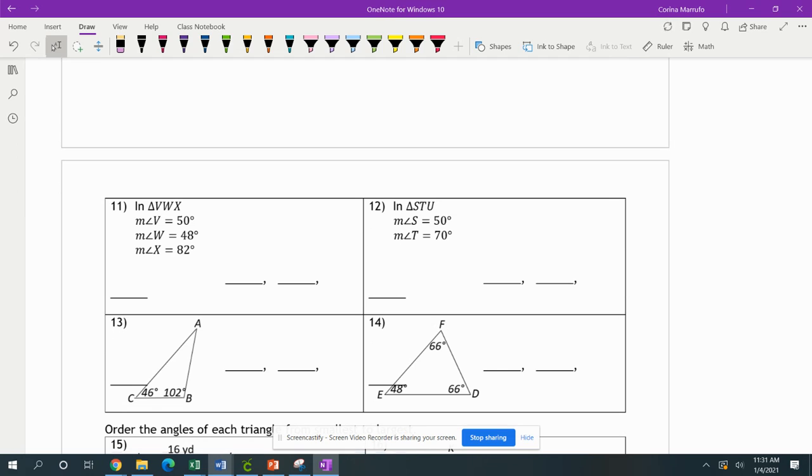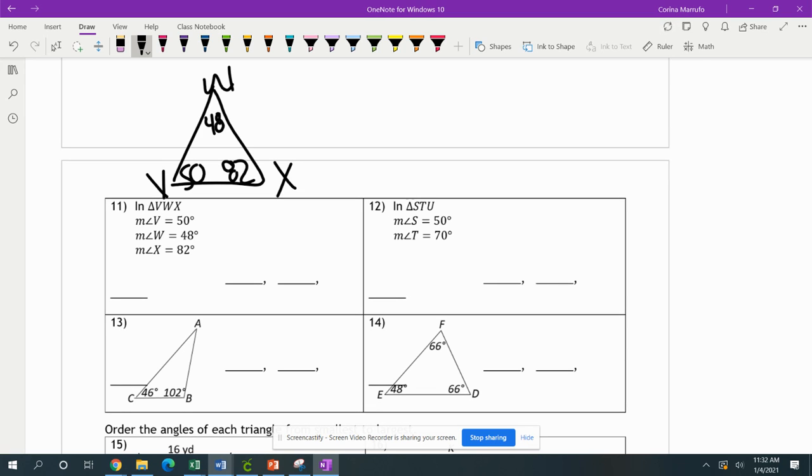Okay. This one, they don't give us a picture. If they don't give you a picture, you need to draw it. Okay, you can't get away with not drawing these. So V, W, X, they tell us V is 50. And then they also tell us that W is 48. And they tell us X is 82.